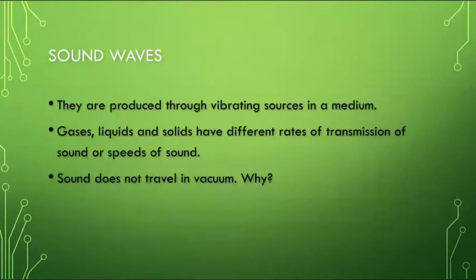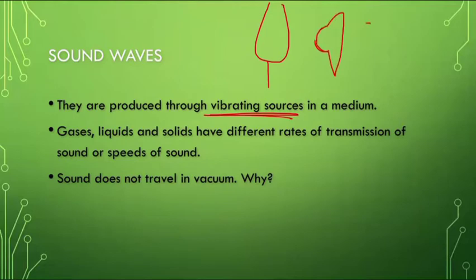So the direction of movement of air particles is parallel to the direction of travel of the wave. Now, sound waves are produced through vibrating sources in a medium, a source that vibrates. If I have a tuning fork, you saw it was vibrating. And if I use any loudspeaker or any such sound source, the waves it generates would be in the form of a disturbance made by a vibrating source.